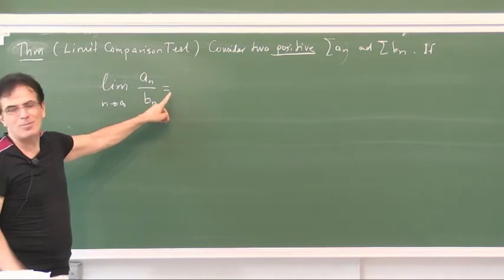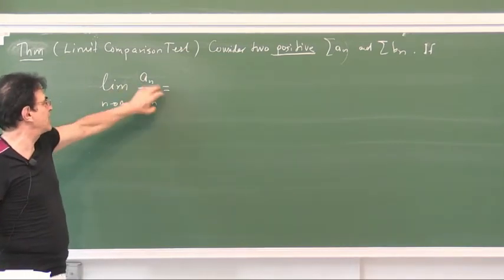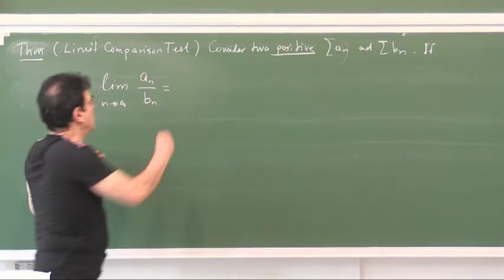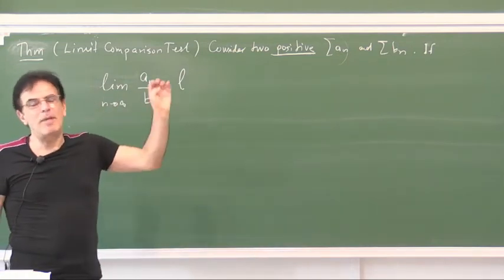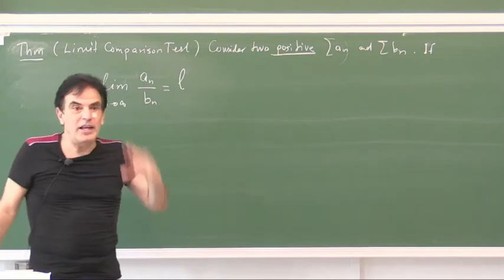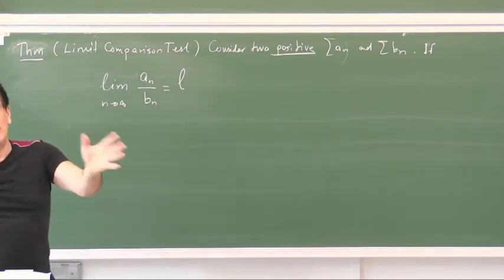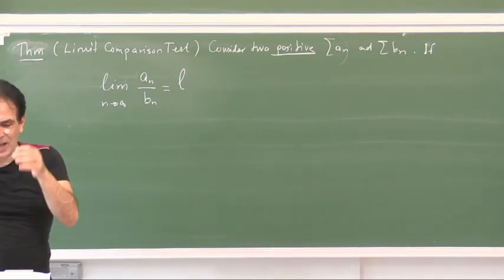Yes, your answer must be yes, because an is positive, bn is positive, so the limit of a positive quantity must be a positive value. But of course, there are exceptional cases. It may be 0 in an exceptional case. In general, it is a positive number, or it may be plus infinity. Okay? So we have these cases.